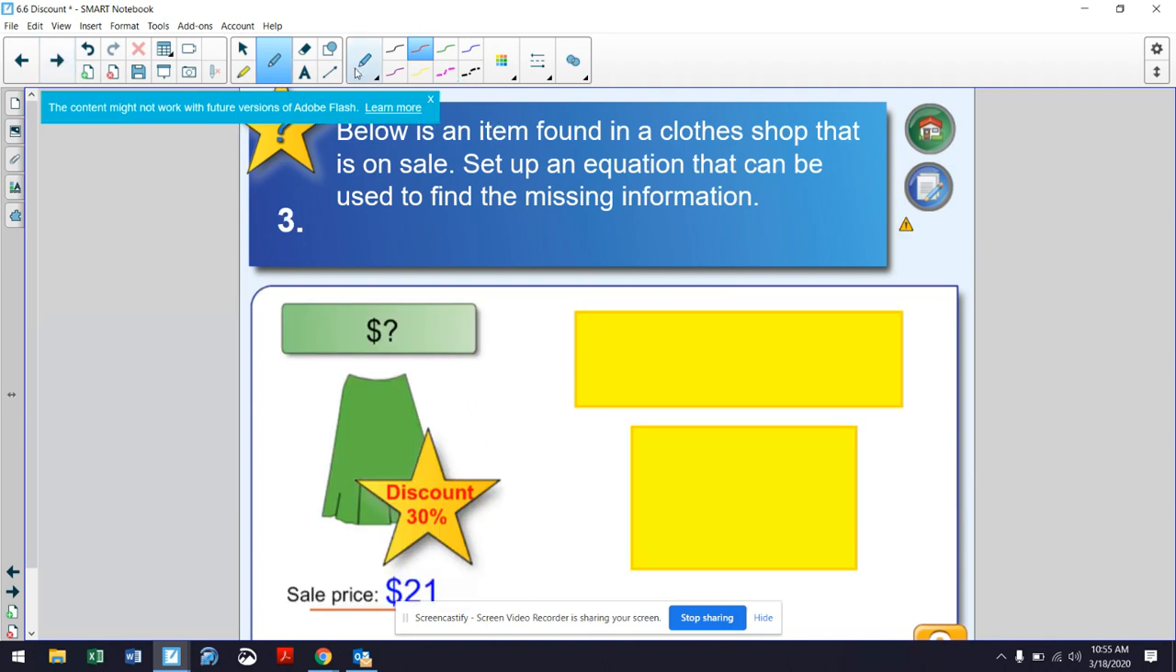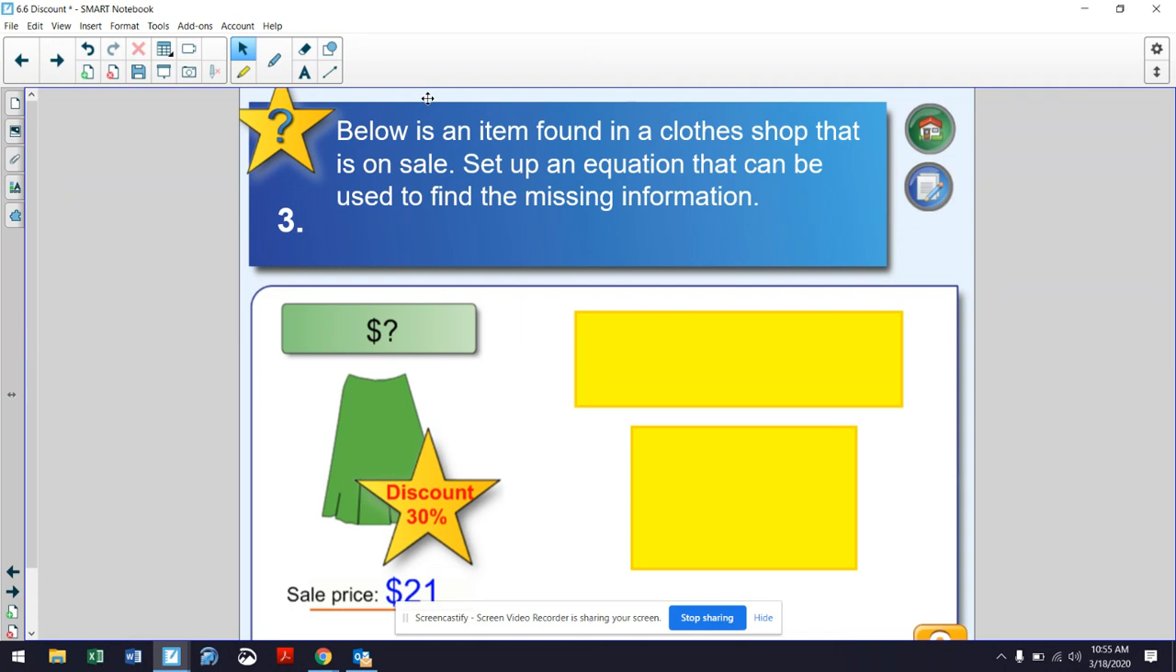One more example before I have you do some on your own. So we have a skirt. We don't know what the original price is, but we know that it is on the discount rack, 30% off, and all we paid was $21. So what was the original price of the skirt? Again, looking at that formula sheet, which equation should you be setting up?